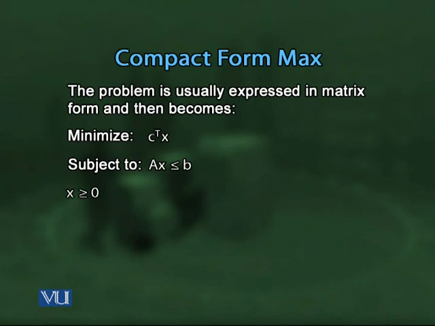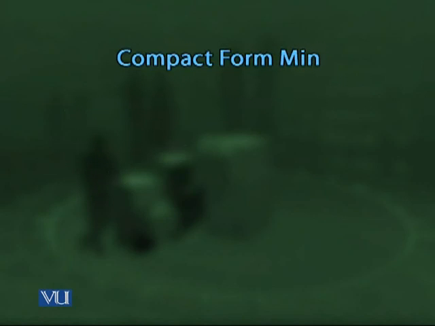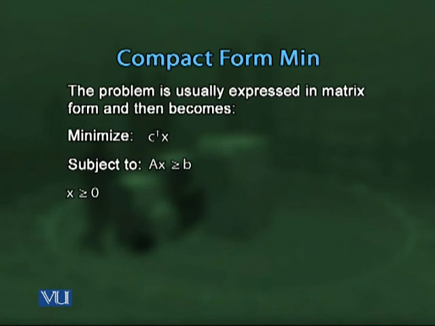Here x is representing the column vector of unknowns, that is the decision variables which are to be maximized or minimized. Similarly, the compact form of the minimization problem can also be written. You can see here the only difference is that the constraints are in the form Ax is equal to or greater than B, where A is the coefficient matrix, x is the column vector of decision variables and B is the column vector of constants.